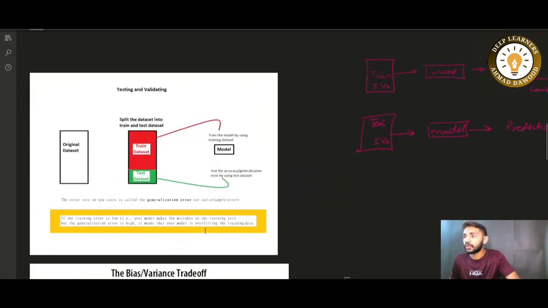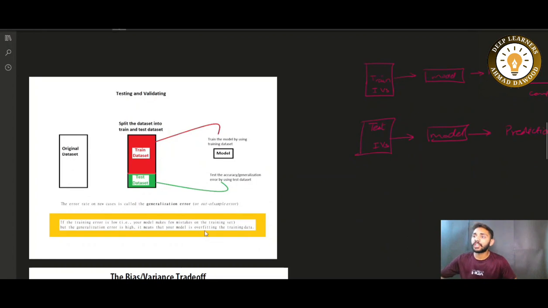Usually we have this type of data set, the original data set. Then we split our data set into a training part and a testing part, the test data set we usually say. Then we train our model by using the training data set, and then we evaluate our model on the data points that it has not seen during its training, that is, on the test data points.